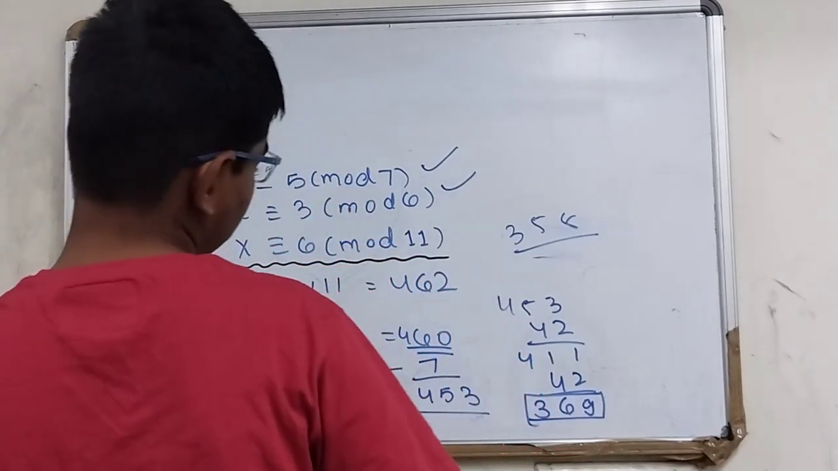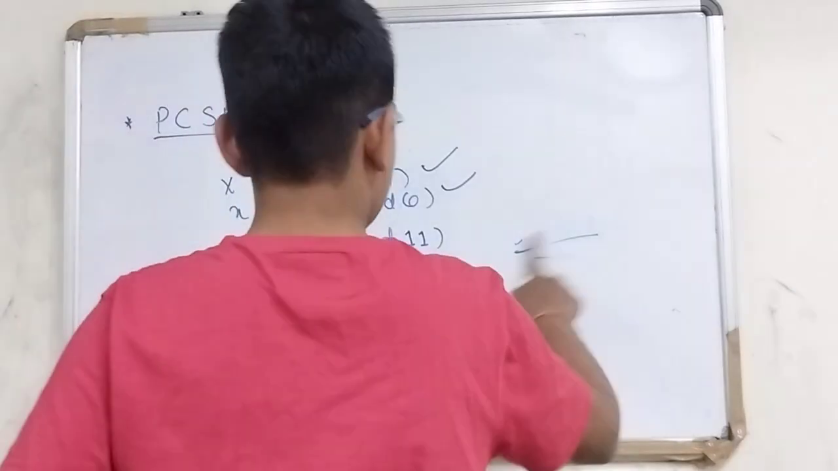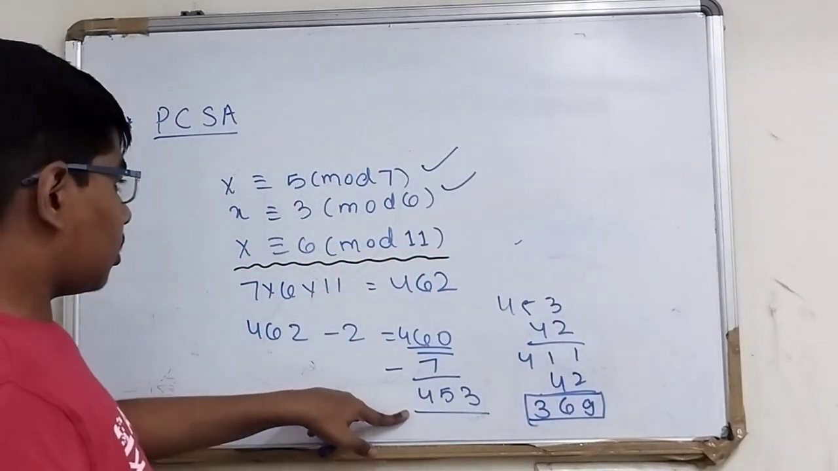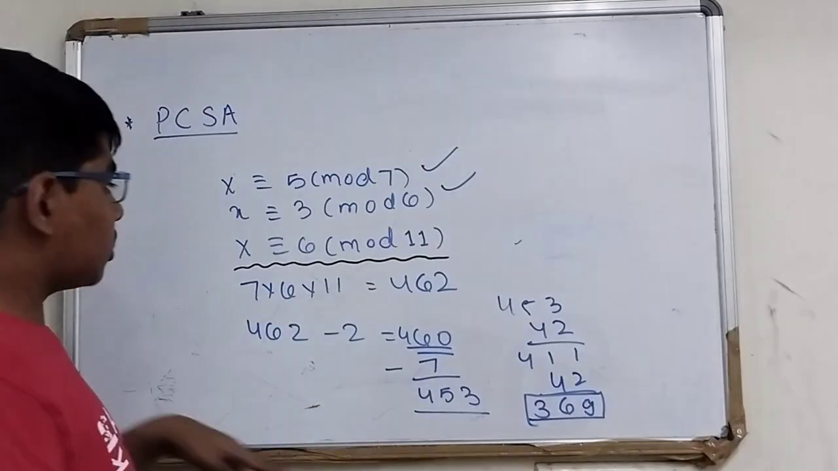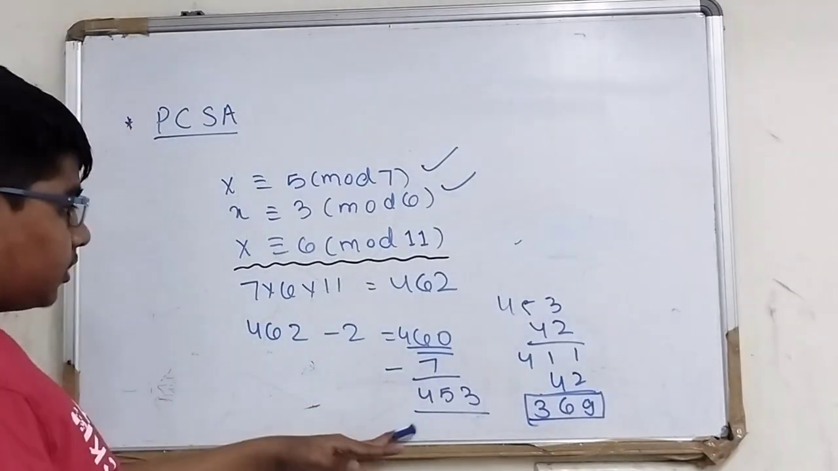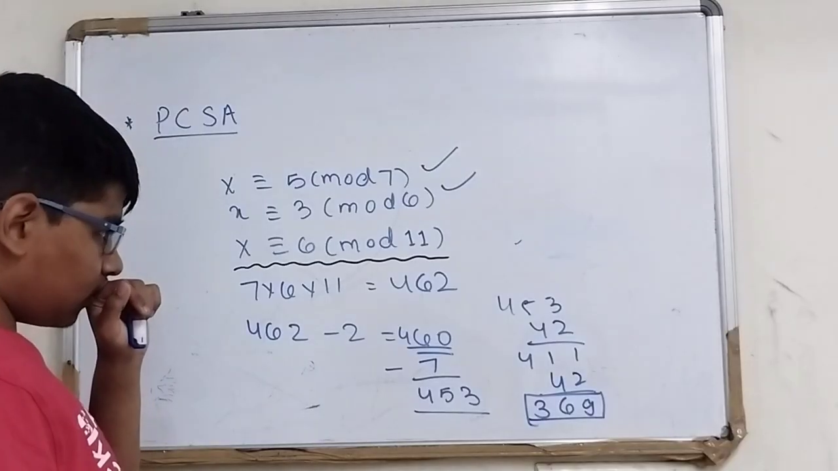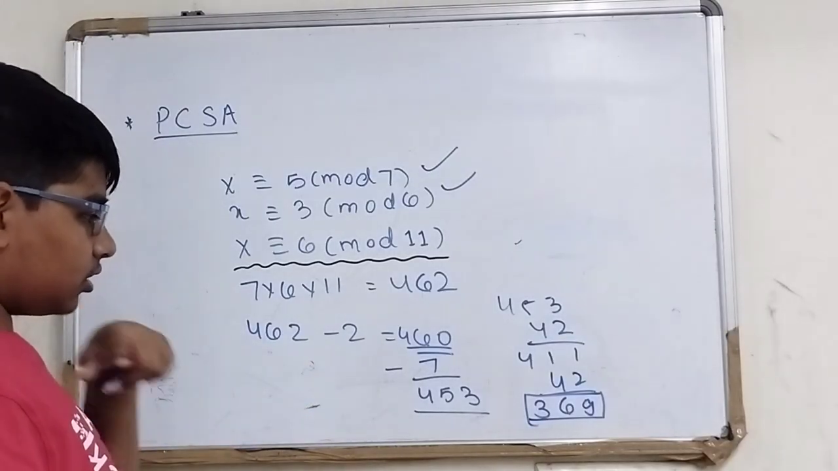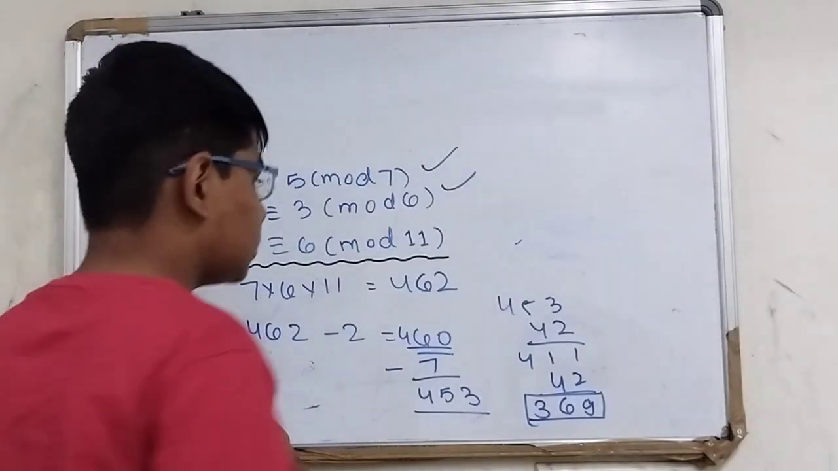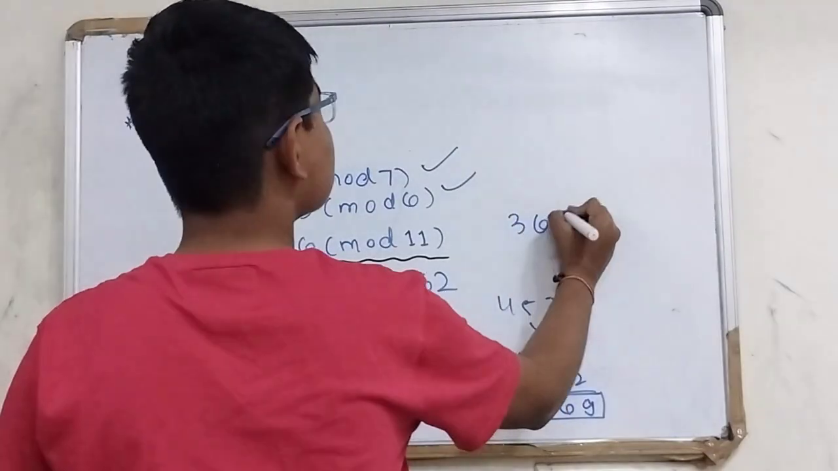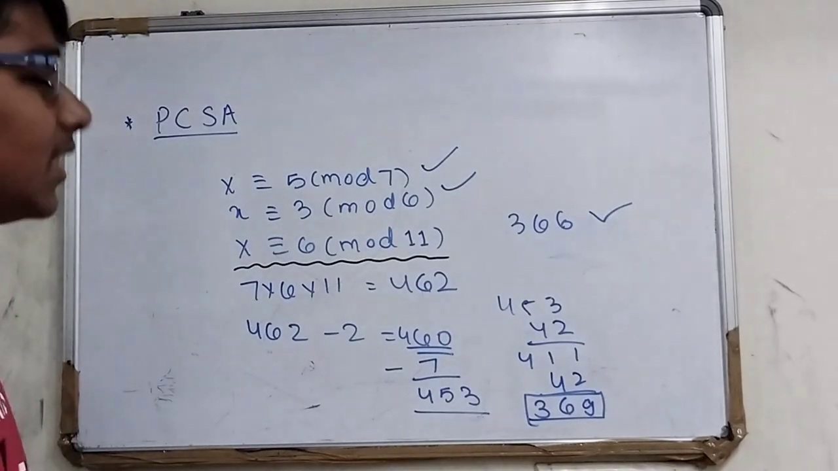363 is not coming here. I think we made a mistake in this second step, I guess. 33 is the remainder. 453 minus 42 minus 411. 411 minus 42 is 369. So you should subtract by 3. Oh, sorry, 363, I mean 366. 366 is divisible by 6. Yes, so I have not made any errors.